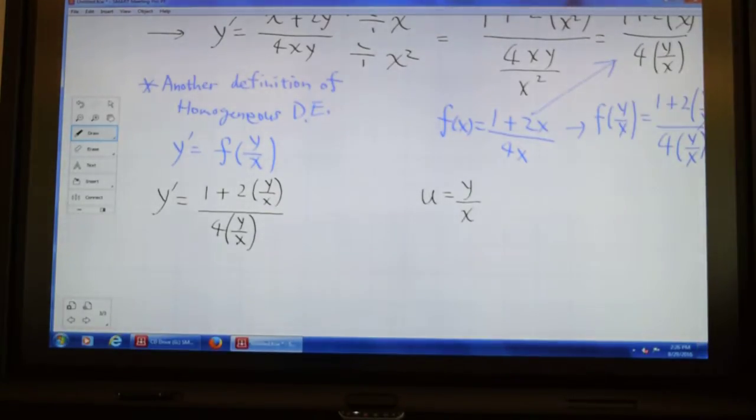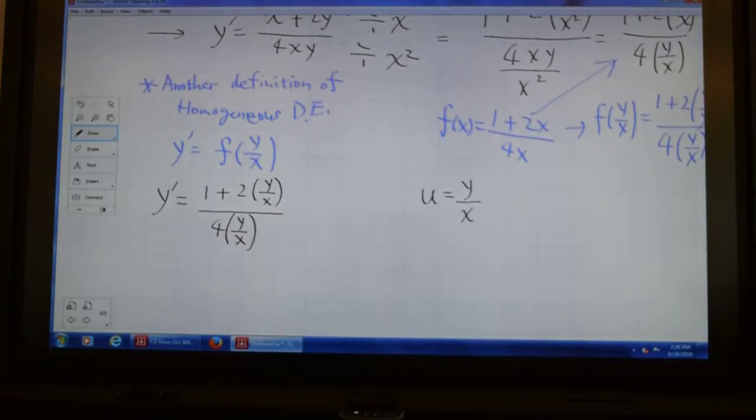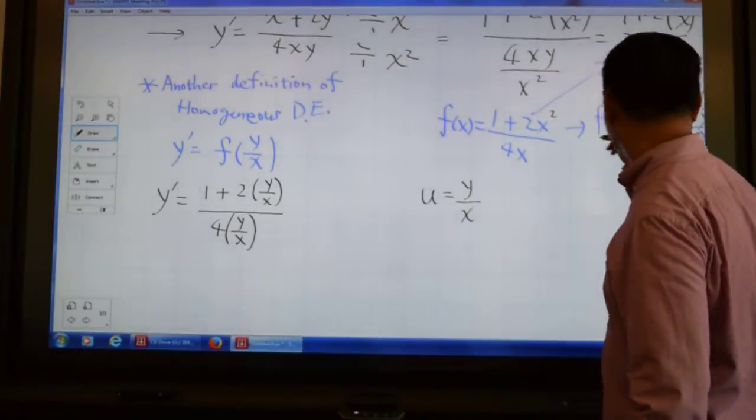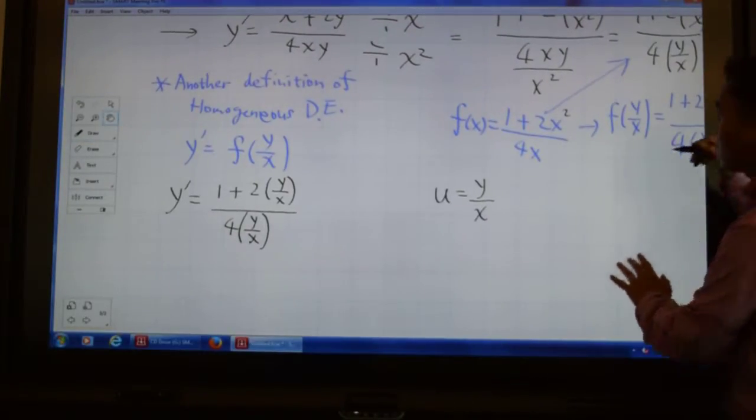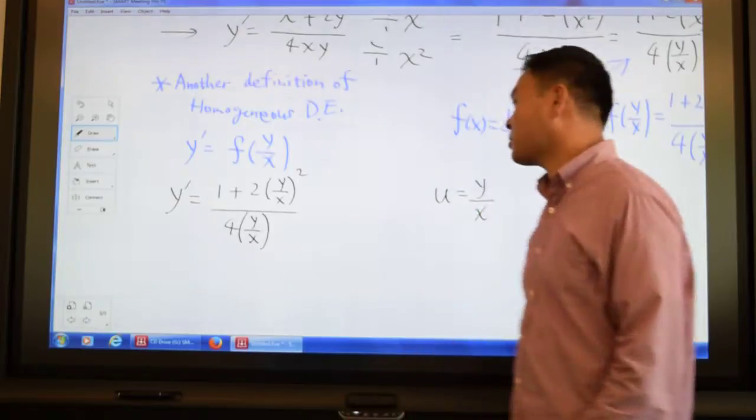Wait, is there a square? Oh, I forgot the square. Thank you. There was a square here, over here too. All right. So there should be a square here.